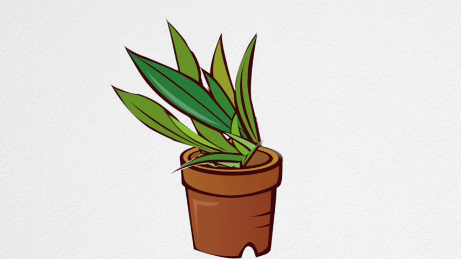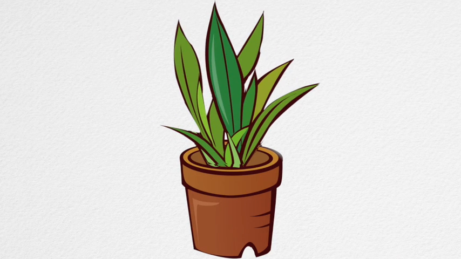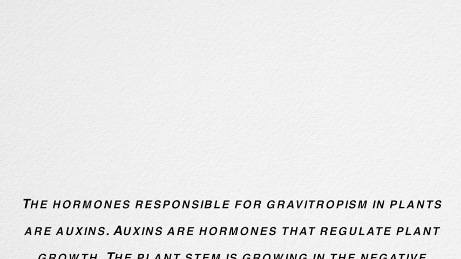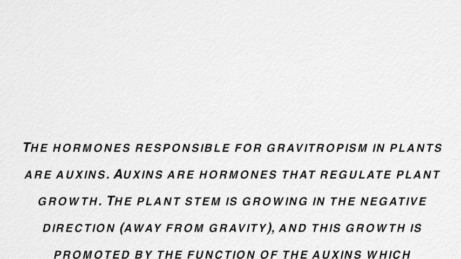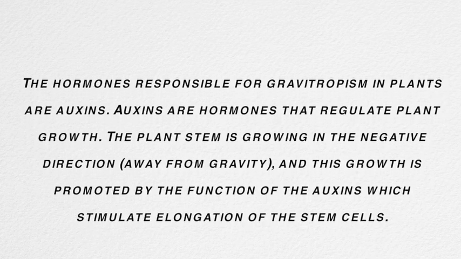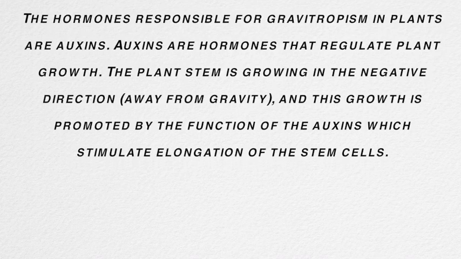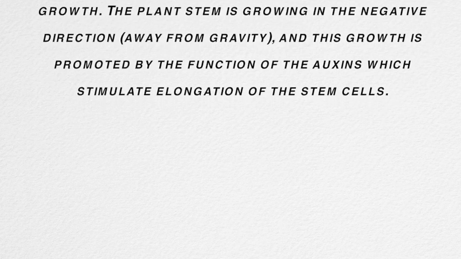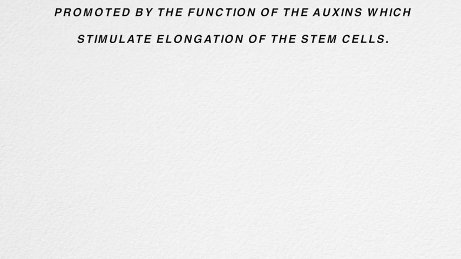The problem was, why is plant growth affected by gravitropism? To start off, we must understand what gravitropism is and how it occurs. Gravitropism is a turning or growth movement by a plant or fungus in response to gravity. The hormones responsible for gravitropism in plants are auxins. Auxins are hormones that regulate plant growth. The plant stem is growing in the negative direction, away from gravity, and this growth is promoted by the function of the auxins, which stimulate elongation of the stem cells.